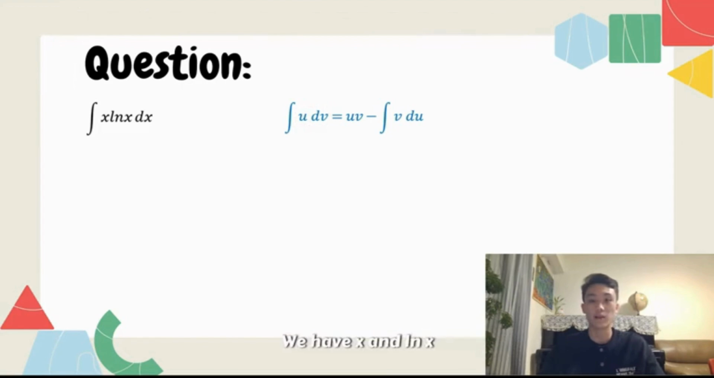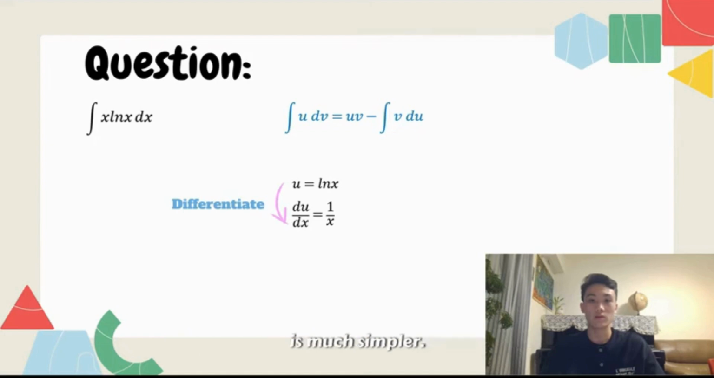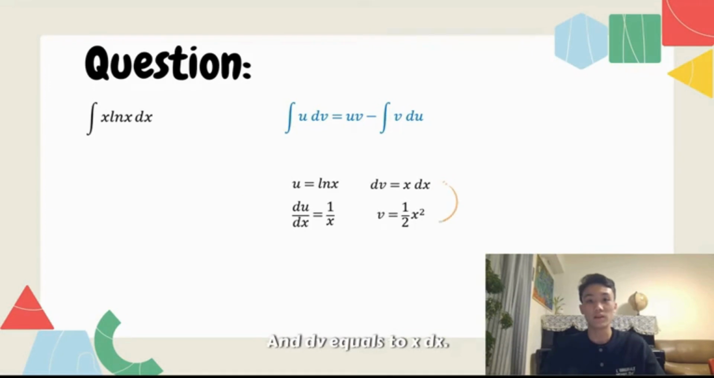We have x and ln x multiplied together. We want to choose u as the part that will simplify when we differentiate it, and we want v to be the part that's easy to integrate. So let's set u equal to ln x, because the derivative of ln x is much simpler, it's just 1 over x. And dv equals x dx, because the integral of x is quite easy. It's x squared over 2.